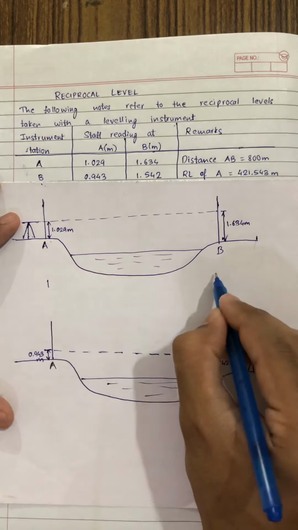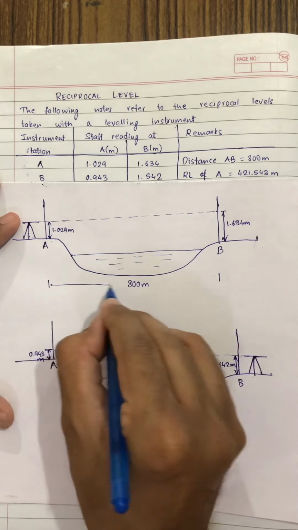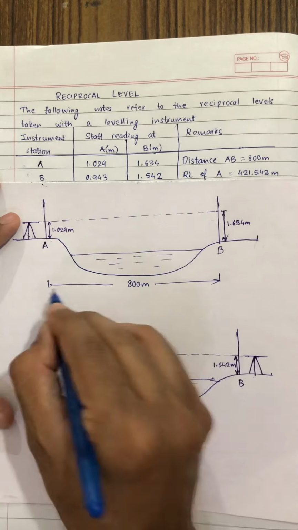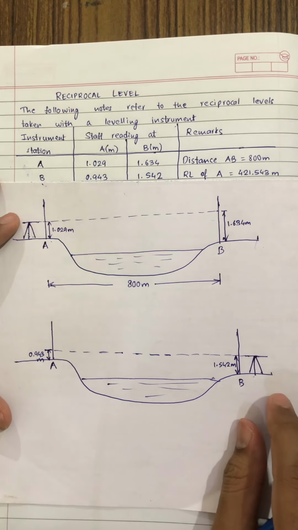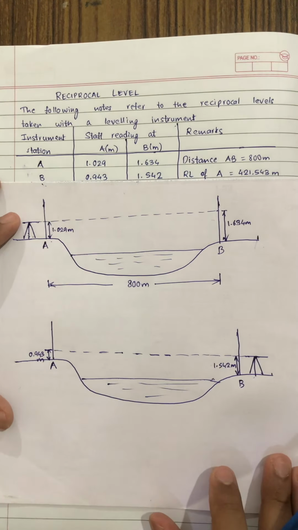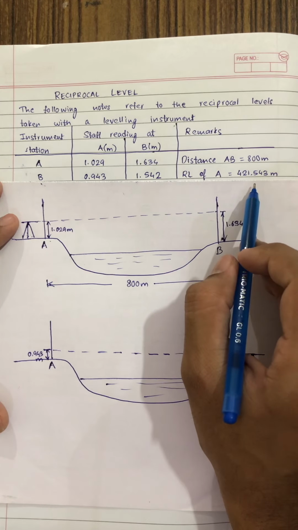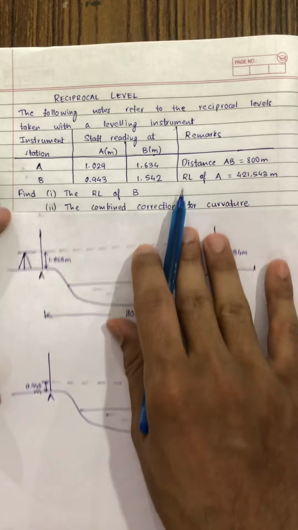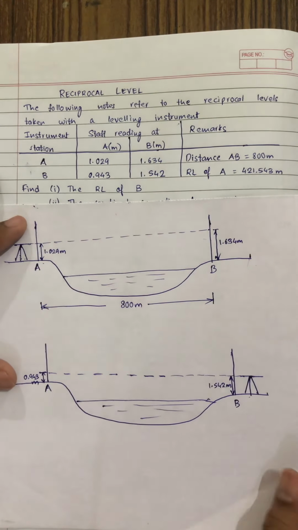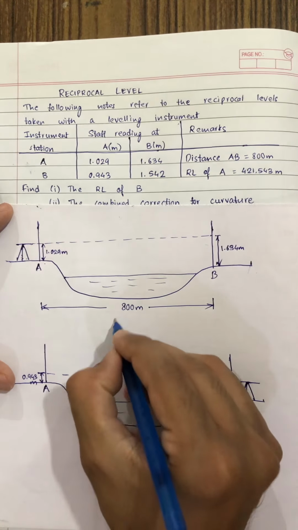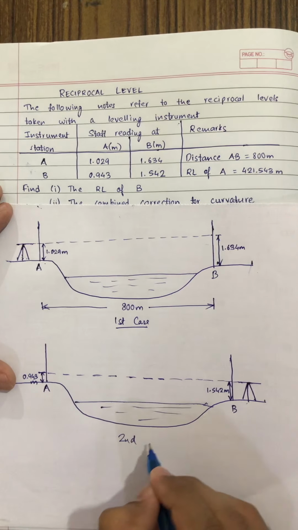Also here, the distance AB is given as 800 meters. This is the distance AB. Now why this is given, we'll come to know in the later part of the numerical. This distance of 800 meters is also provided. Also the RL of A is given. Now this RL of A is given in order to calculate the RL of B. So that also we will come to know. So this was the first case and this is the second case.